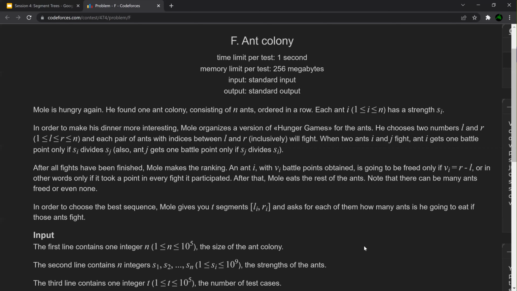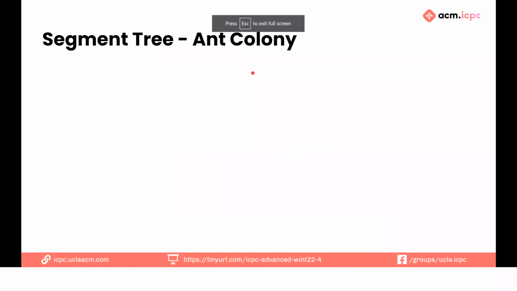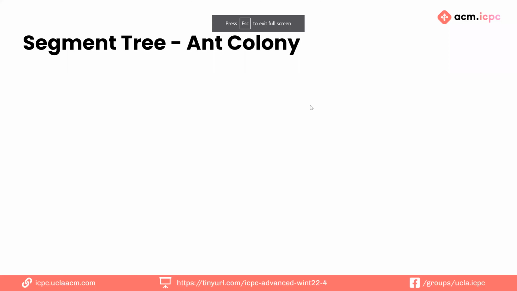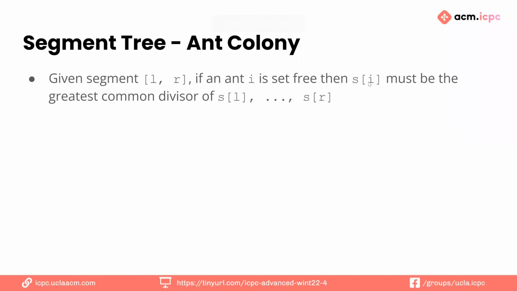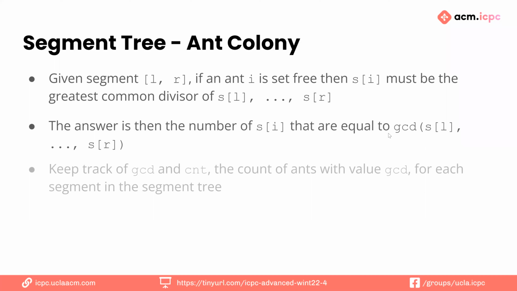So I've shown in my slide before that you can maintain GCDs on a seg tree, but now you also want to maintain the count of how many values in the segment equal the GCD, right? Let's see how we do that. So s_i must be the greatest common divisor if the ant i is set free. So the answer is the number of s_i that are equal to the GCD. So we want to keep track of GCD and count for each segment on the seg tree. And then we just need to figure out how to merge two segments, right?